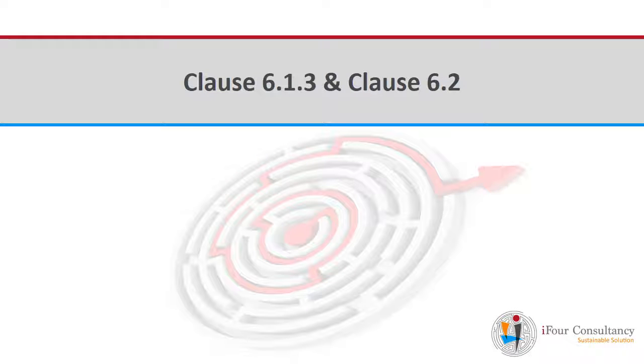Hello all, here I am going to present you Management Clause 6.1.3 and Clause 6.2 of ISO 27001:2013. Management Clause 6.1.3 is about the risk treatment process under the planning phase, and Clause 6.2 talks about information security objectives.